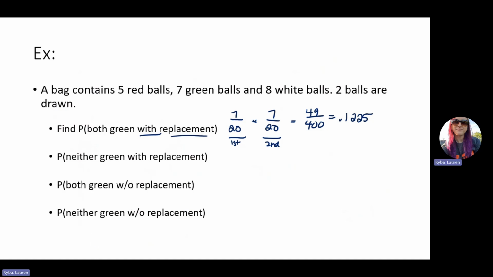All right, the next question says probability that neither of them are green. Well, if 7 out of the 20 are green, 13 out of the 20 are not green. And I am again replacing. So my probability is not going to change. It's going to stay 13 out of 20. 13 times 13 is 169 out of 400. And if I turn that into a decimal, just divide 169 by 400, 0.4225.